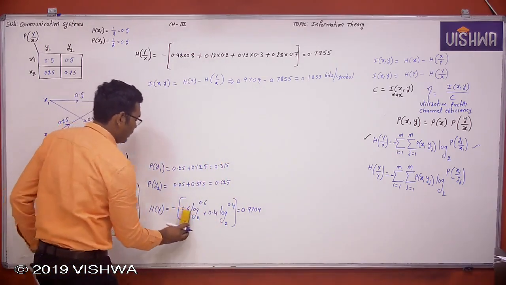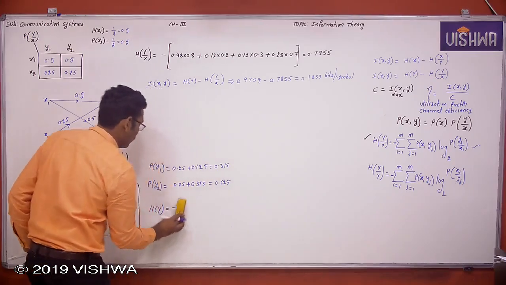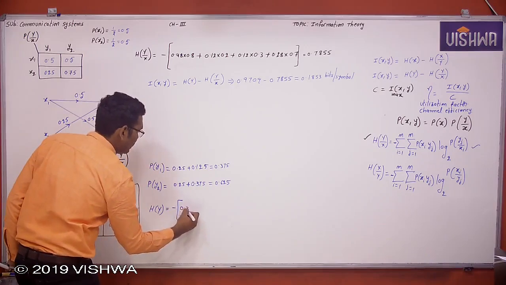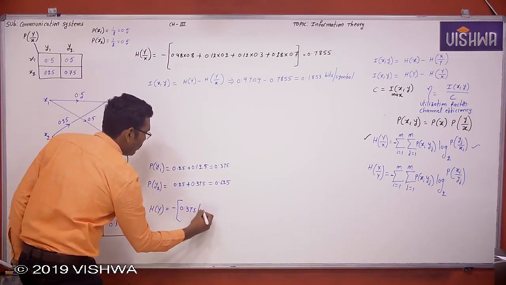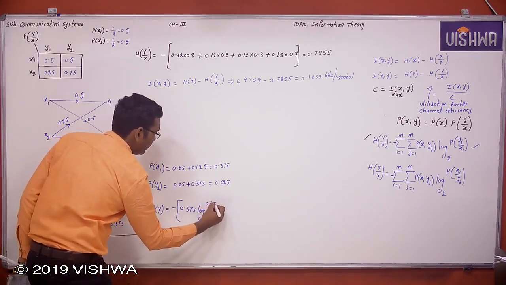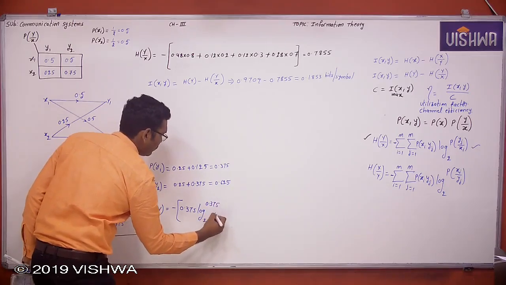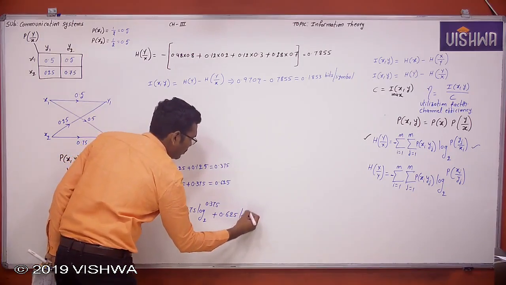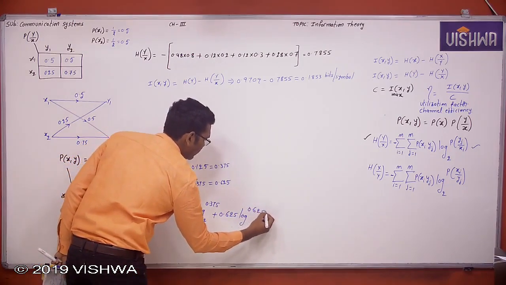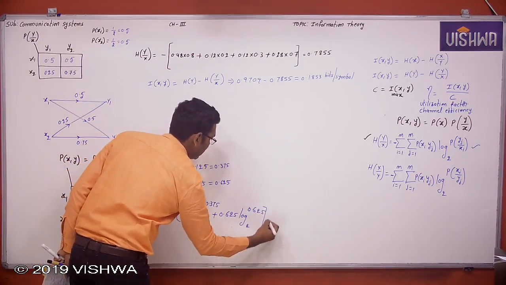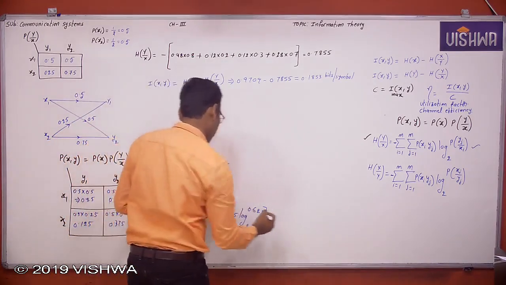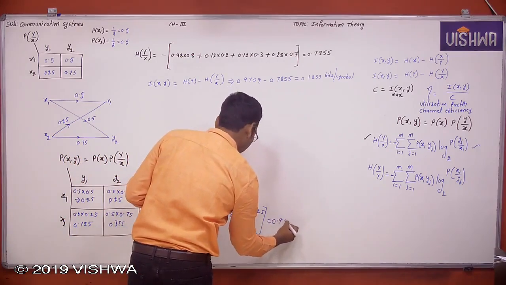Now what is H of Y? H of Y is the entropy of source Y, which is 0.375 log 0.375 base 2 plus 0.625 log 0.625 base 2. This is the entropy of source Y, H of Y, which is 0.954.